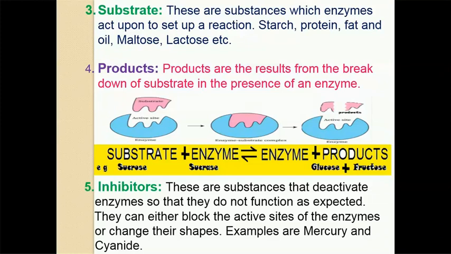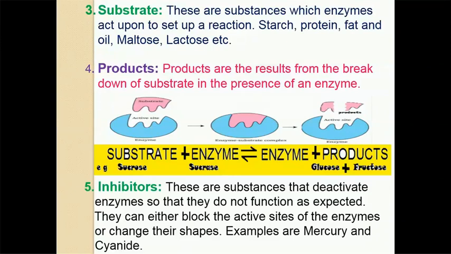So from this image, you can see the enzyme, the substrate, they bind together at the active site, and what is formed, the product, is totally different from how the substrates look. Number 5, we have inhibitors. These are substances that can deactivate enzymes so that they do not function as expected. Earlier I said that inhibitors are substances that prevent enzymes from functioning.